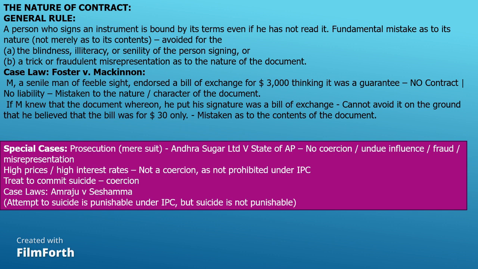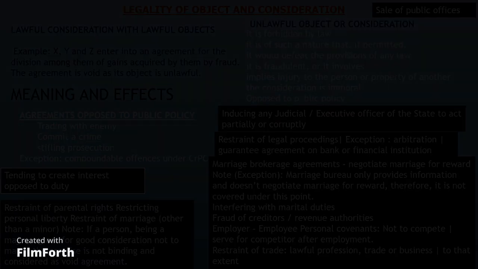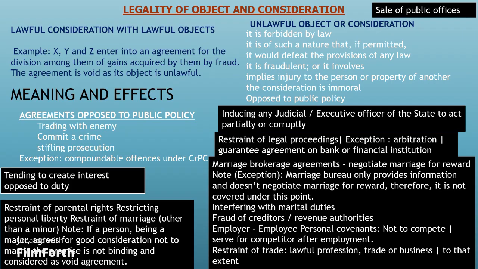Unilateral mistake. The contract is neither void nor voidable. Unilateral mistake as to the nature of the contract: a person who signs an instrument is bound by its terms even if he has not read it, except in case of blindness, illiteracy, or senility, or a trick or fraudulent misrepresentation as to the nature of the document. Unilateral mistake as to the identity of the person contracted with.